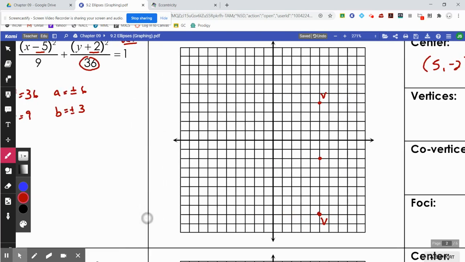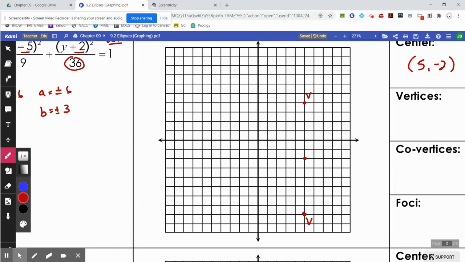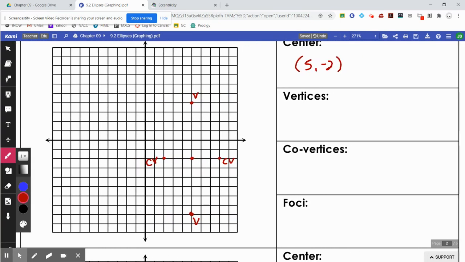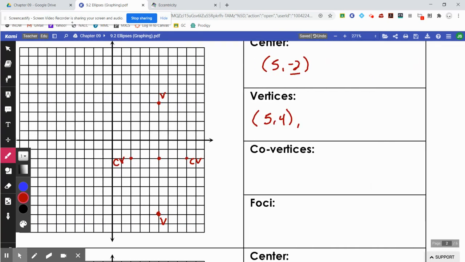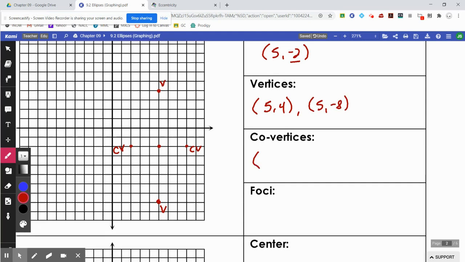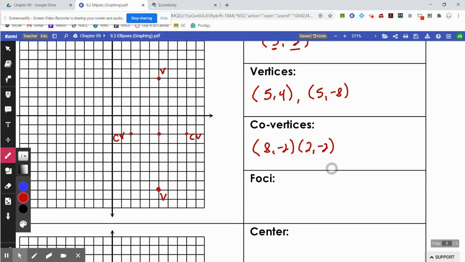Your smaller numbers are under the x, so from the center, let's go right 3 and left 3, and there's your co-vertices. So therefore, let's go ahead and label those points. Our vertices were located at this point, which is going to be at (5, 4). And the other point down here, now notice that your a value is 6, so you could just add 6 and subtract 6, so that'd be (5, 4) and (5, -8). Your co-vertices, we went right 3 and left 3, so let's take our x value and change it. So right 3 would be (8, -2), left 3 would be (2, -2), so there's your co-vertices.